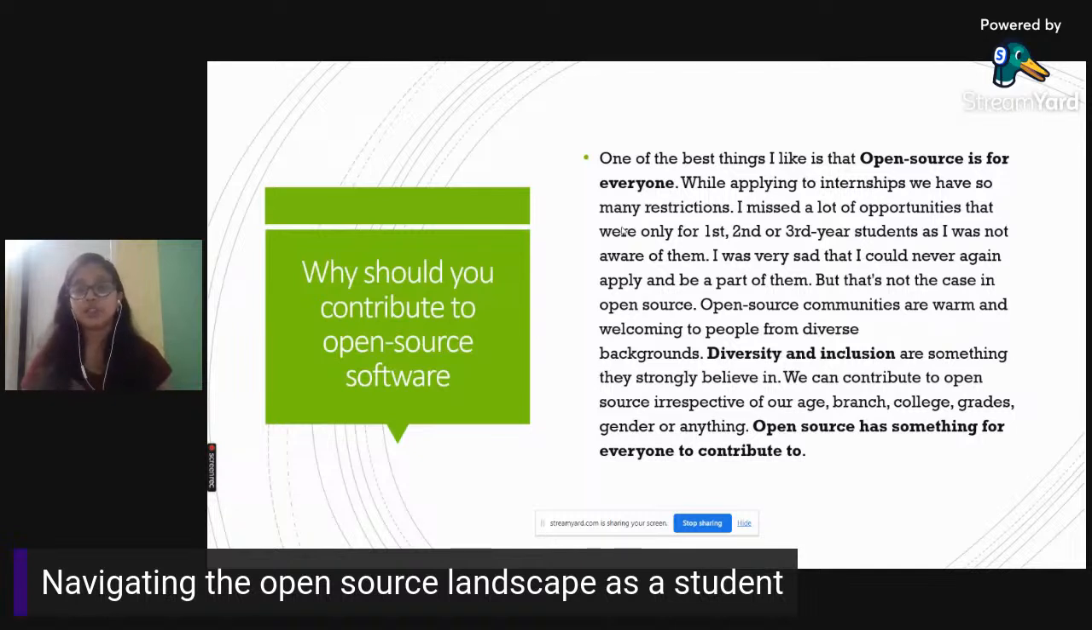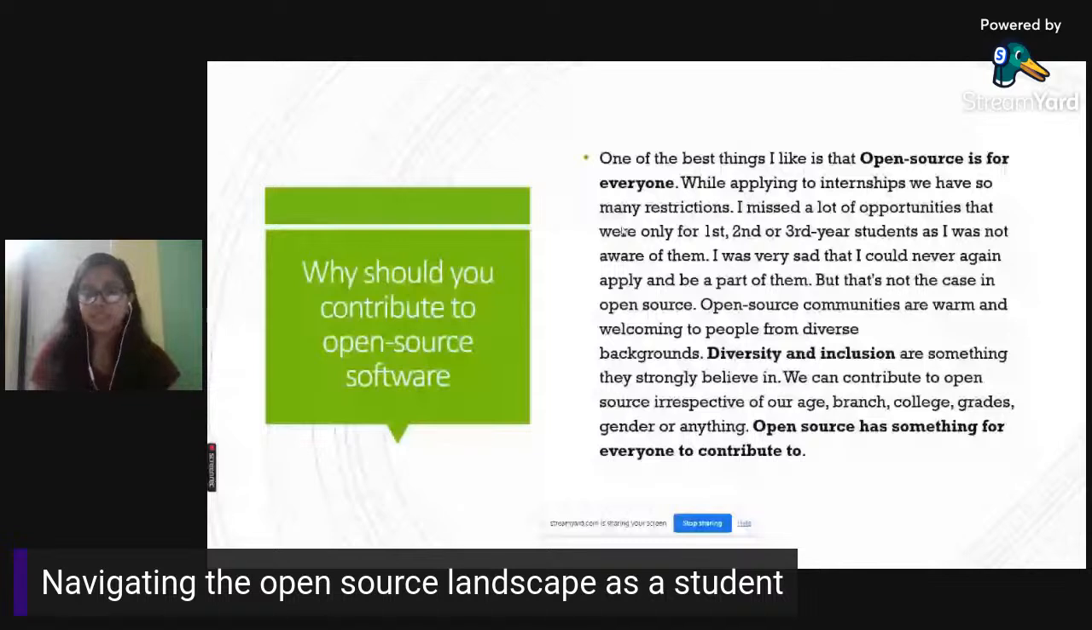No matter whether you are in school, which college you are from, which age, which branch, what your grades are, or what your gender is, irrespective of your background, you can contribute to open source projects. Open source always believes in diversity and inclusion, and it has something for everyone to contribute to. Even if you don't know coding, you can contribute to the documentation. If you know design, you can contribute by improving the logos of open source projects. There are a lot of ways in which you can contribute. That is the best part about open source, that it is for everyone.